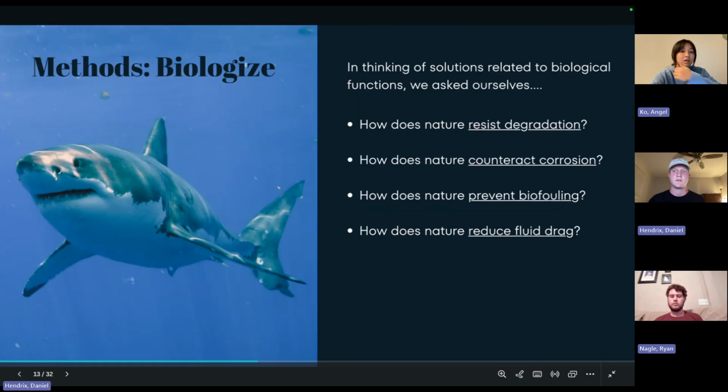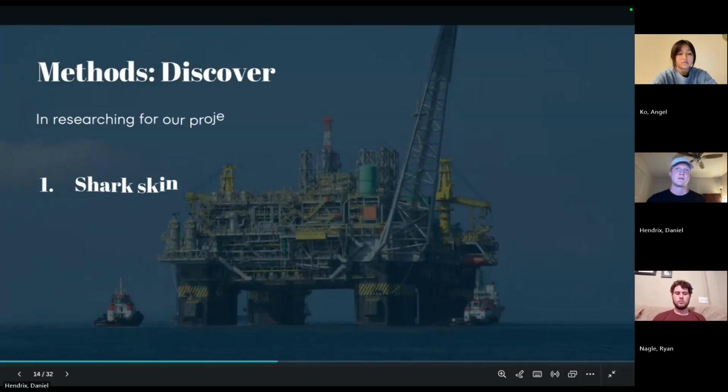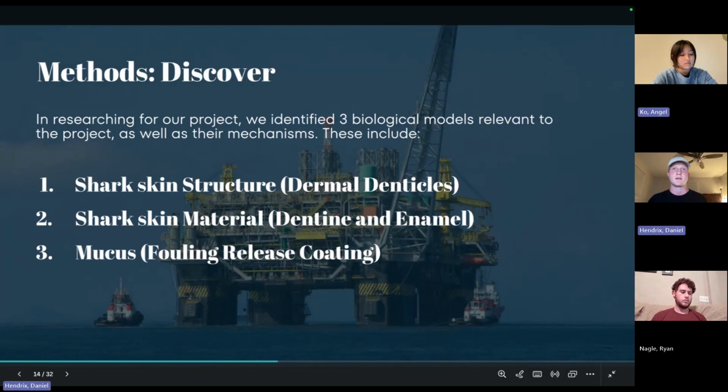So, when thinking of solutions related to biological functions, we asked ourselves a couple of questions. We asked ourselves, how does nature resist degradation? How does nature counteract corrosion? How does nature prevent biofouling? And how does nature reduce fluid drag? So, we thought of 3 biological models that answered these questions and ultimately helped create a solution to our problem.